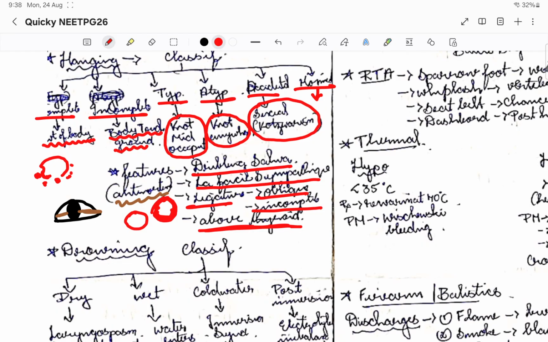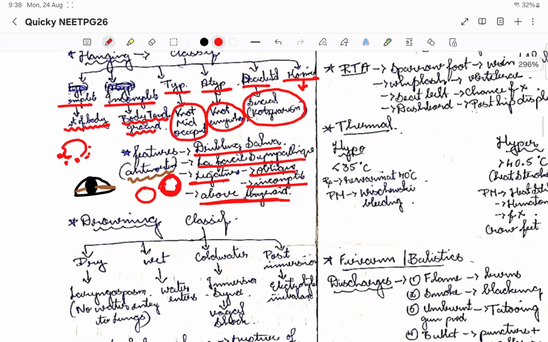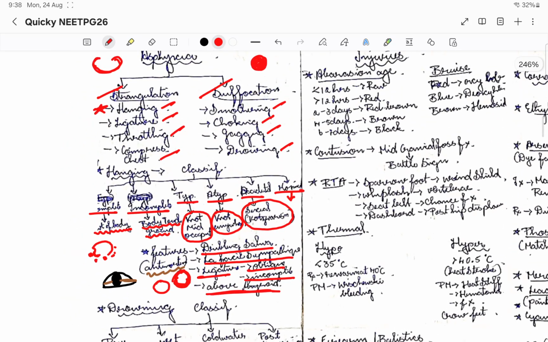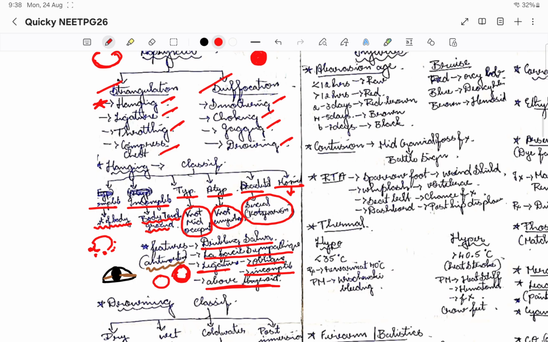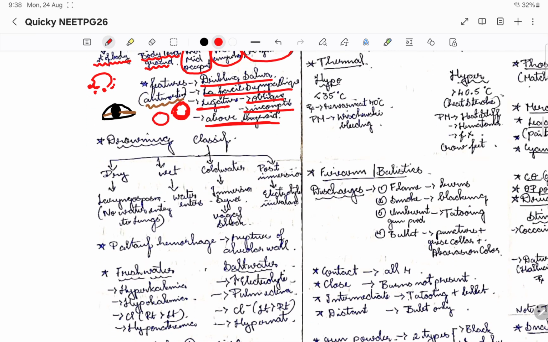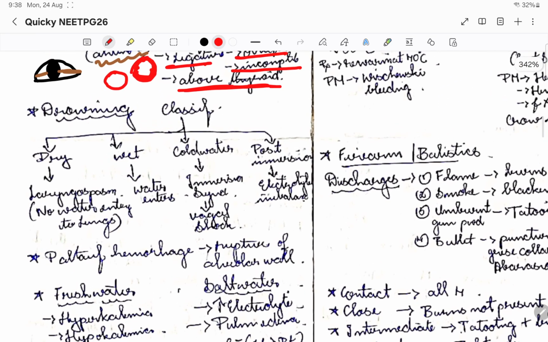Please remember this with respect to antemortem. So before that it has been the suicidal death. So this is with regards to hanging. One important point with strangulation was hanging. The other important one with respect to suffocation is drowning. So let us discuss drowning now. Here also there is classification: dry drowning, wet drowning, cold water drowning and post immersion. Let us see what that is.